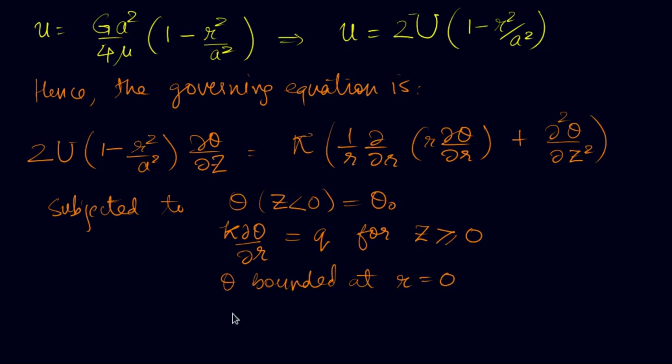And lastly, theta is bounded at r equal to 0. Equivalently, one could have written the mathematical condition as del theta del r is equal to 0. But for analytical purposes, it would suffice to write down theta is bounded at r equal to 0.